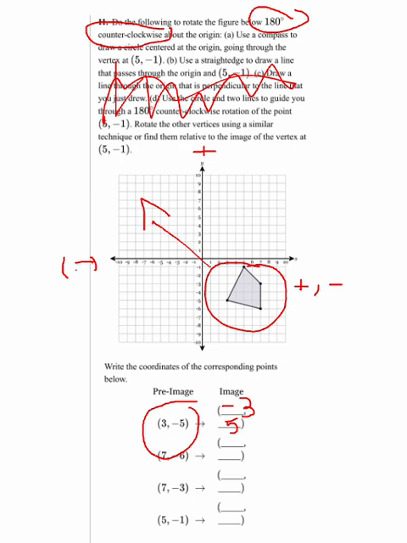And you can use that same format for the rest of the points. So instead of 7, negative 6, we get negative 7, positive 6. All of our x's are negative, all of our y's are positive. For 7, negative 3, we get negative 7, positive 3. And then for 5, negative 1, we get negative 5, positive 1. Okay? So once you change the signs of your points, then you are going to plot the shape.